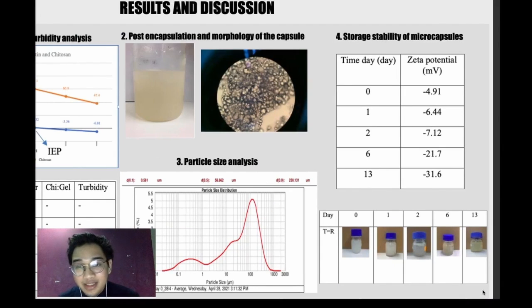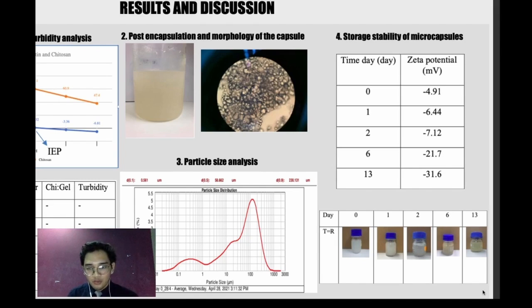The last result that I will discuss is the storage stability of microcapsules. In this analysis, the post-encapsulation solution was stored in a beaker and left in a closed place for a few days at a constant room temperature of around 27 degrees Celsius. We can see over time in the table below that the color of the solution becomes darker. The precipitation in both solutions has dropped down to the bottom of the solutions.